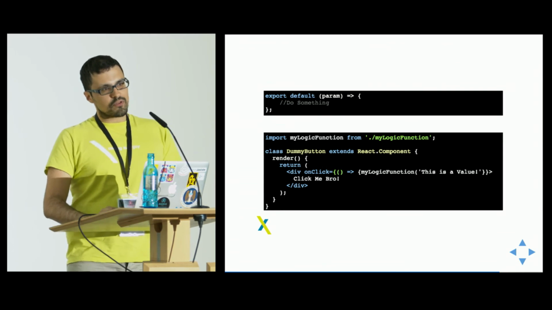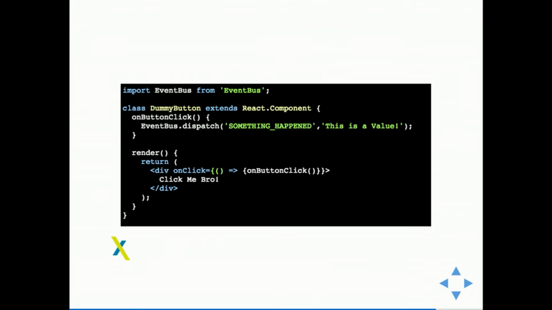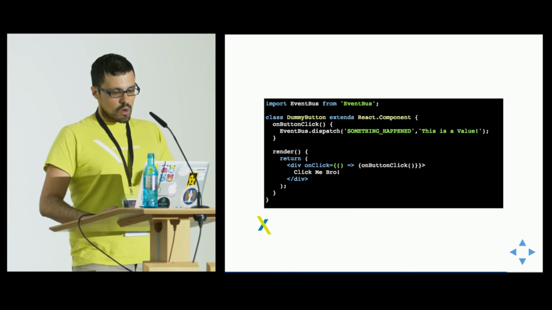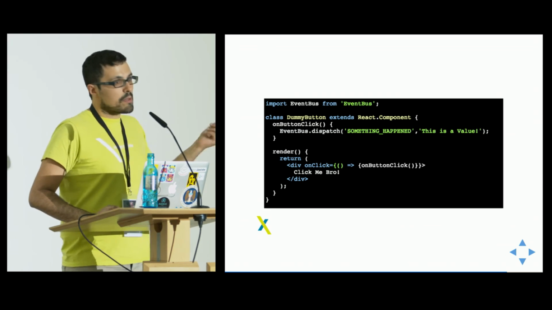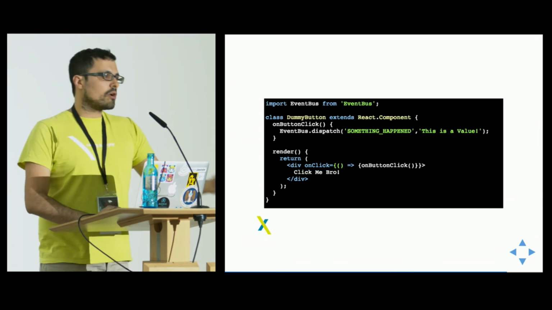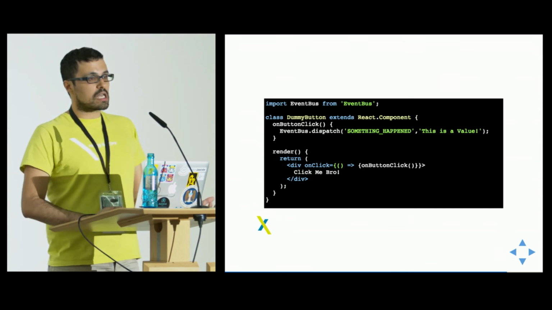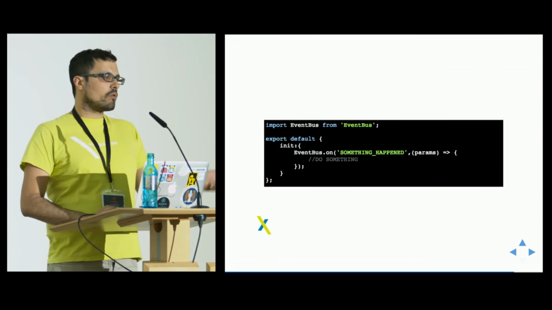So let's try something different this time. Let's use an event bus. When I click on the button, I dispatch an action on the system, something happened, and I pass exactly the same value as before. And on the business logic side, I just subscribe to that action and invoke the function.